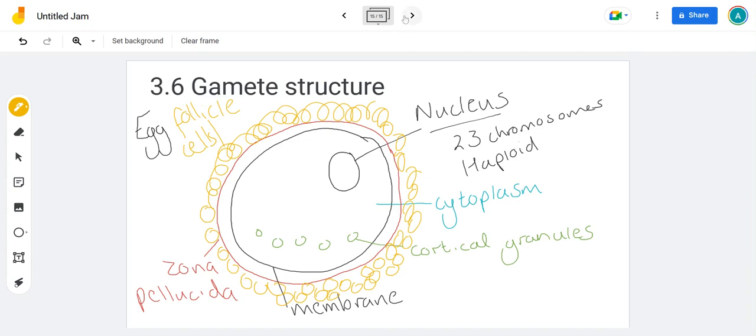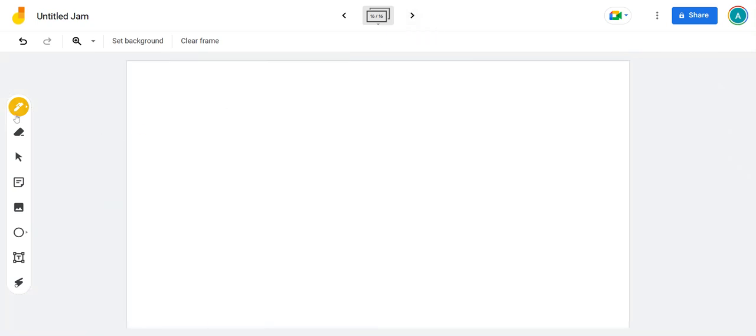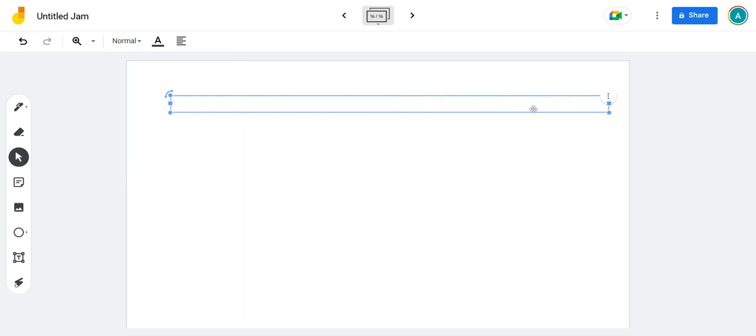So what you need to know is, what is the function of each of those parts? It says in your specification exactly which ones you need to know the function of, so I'll go through those because they're the ones they can ask you about. First of all, it's a haploid nucleus. That means there's only one of each chromosome.